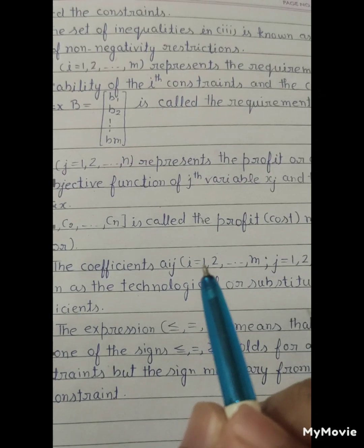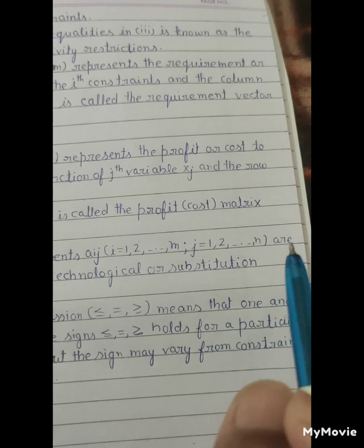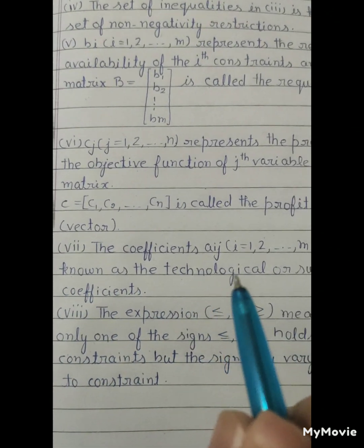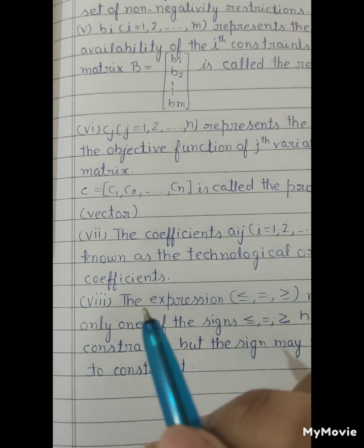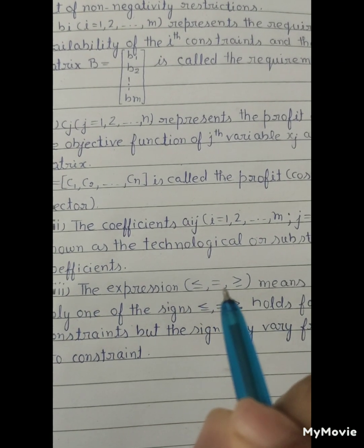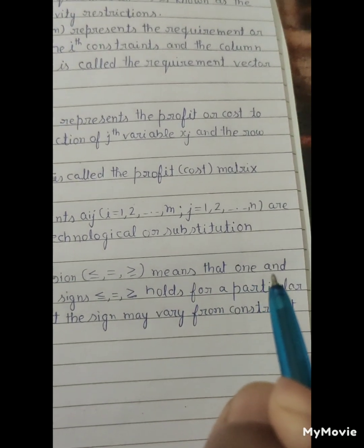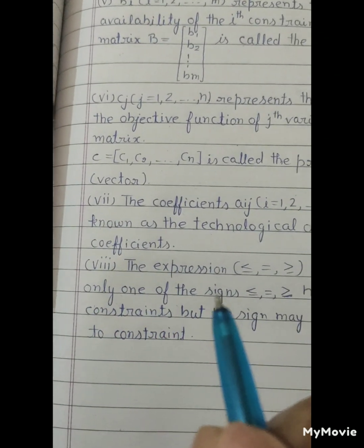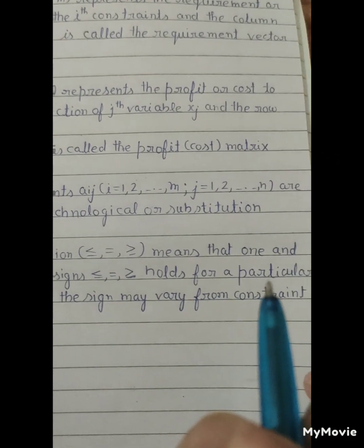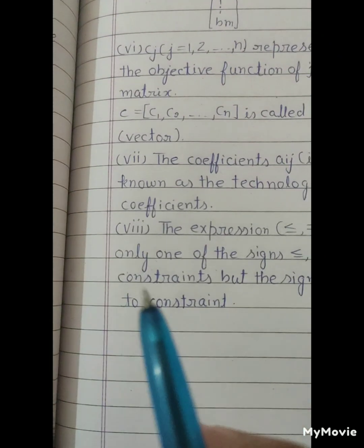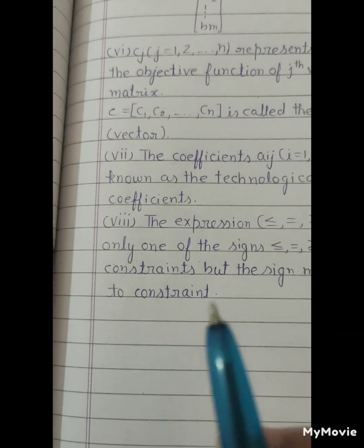Seventh, the coefficients aij, i equals 1, 2 and so on m and j equals 1, 2 and so on n, are known as the technological or substitutional coefficients. Eighth, the expression less than or equal to, greater than or equal to means that one and only one of the signs holds for a particular constraint, but the sign may vary from constraint to constraint.